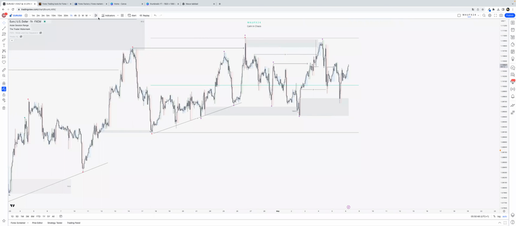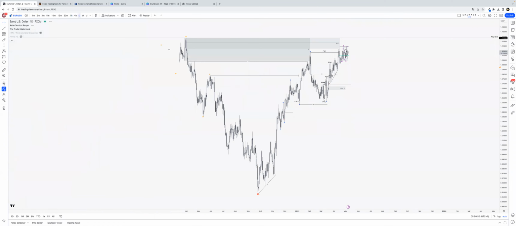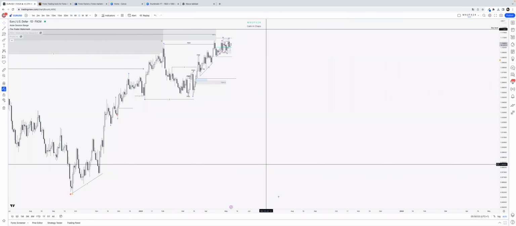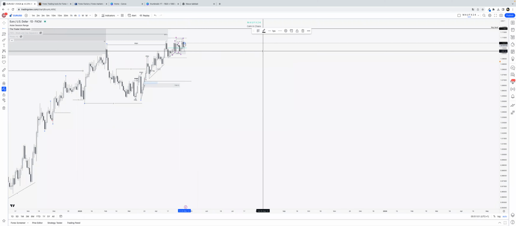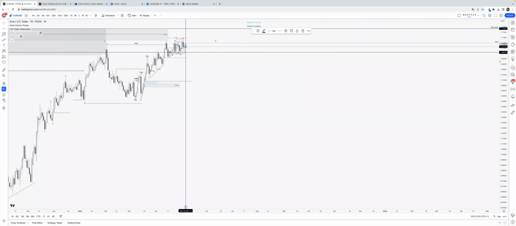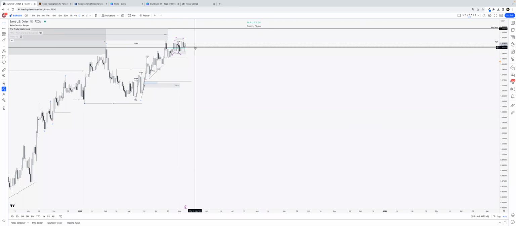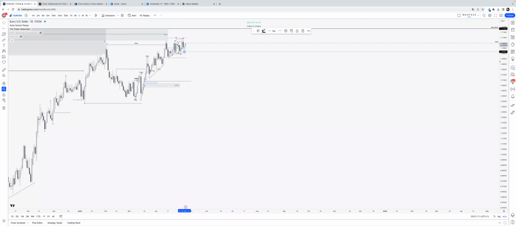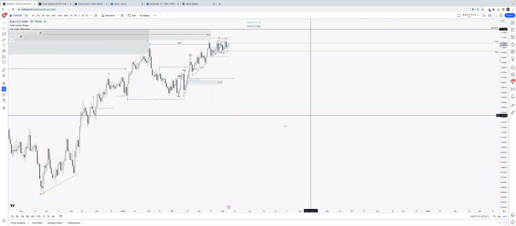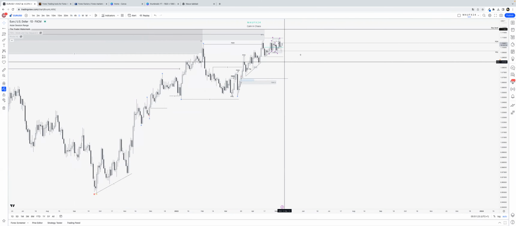Now, the first thing I can see if we go on the daily and weekly is we have our previous daily high and low. Over here we have our previous daily high, and over here we have our previous daily low. So we are inside that range.